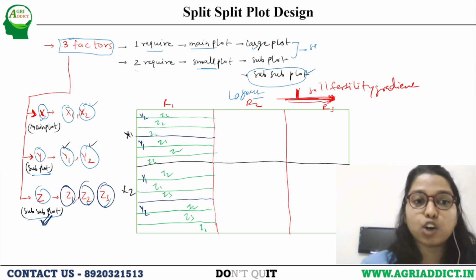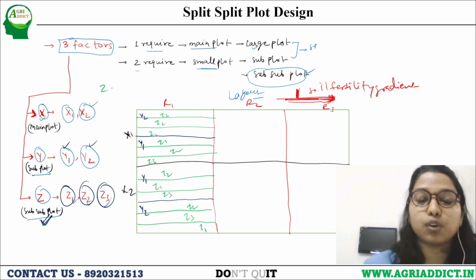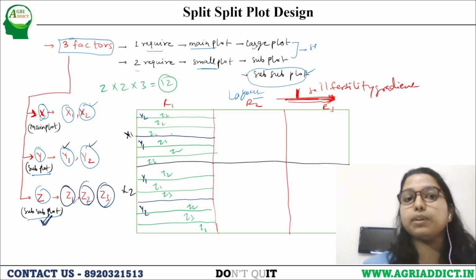If we have to find out the number of treatments, what we'll do: here we are having 2 levels, subplot we are having 2 levels, 2 into 2, and subplot we are having 3 levels. So how many treatments will we get? 2 2s are 4, 4 3s are 12. So 12 treatments will be there.